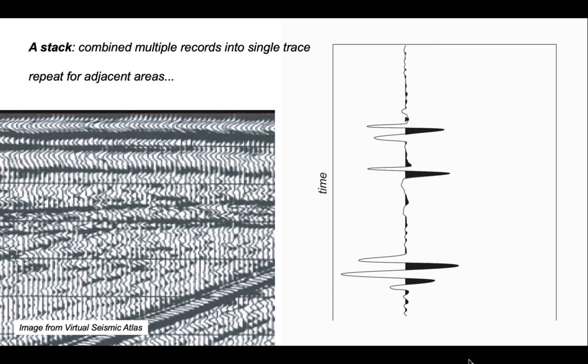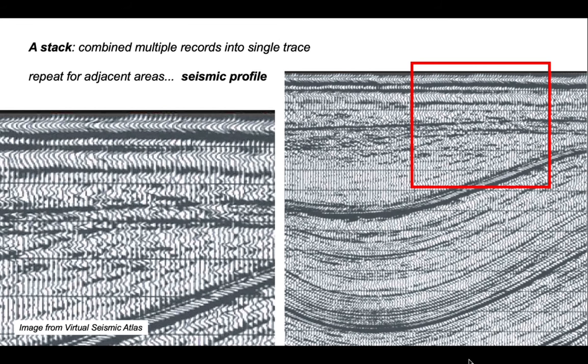Each one of these is a stack of multiple records. So the seismic reflection that we identify on a profile consists of these multiple records. So if we sit back, this is what the seismic profile looks like. And if you step right back, you can barely see the wiggles. You just see these continuous reflections.